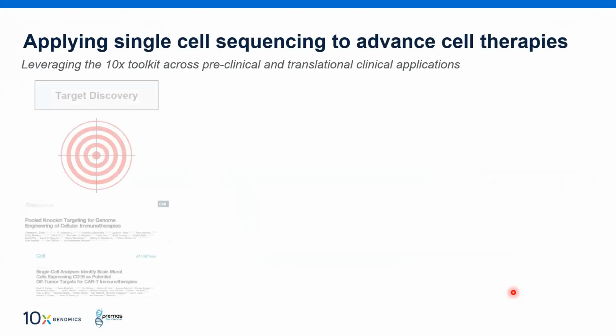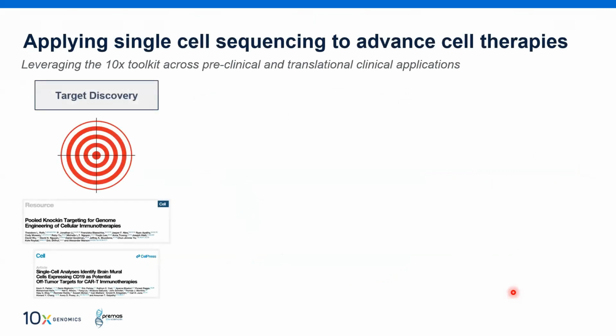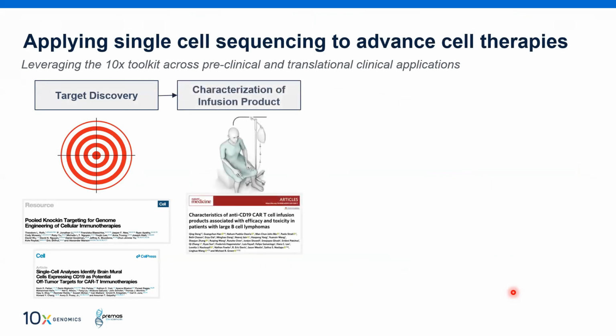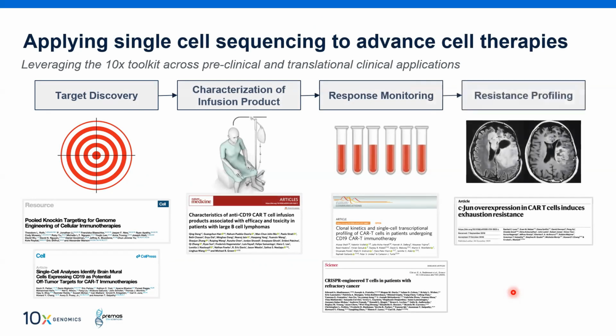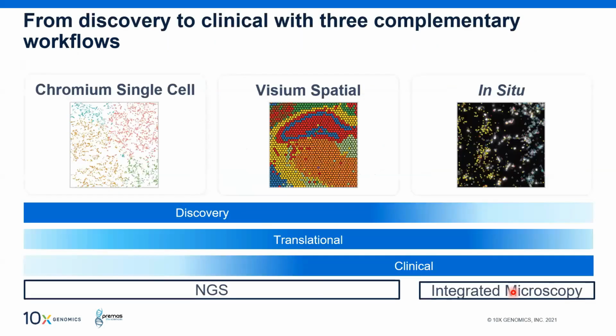Now, this is just a summary, I can say. We are in target discovery, we are in the characterization of infusion, we can do response monitoring, and we can do resistance profiling using these technologies. And at the same time, this is the whole summary, I can see. We are in the Chromium single cell technology and Visium technology. These two technologies are in the discovery and the translational phase.